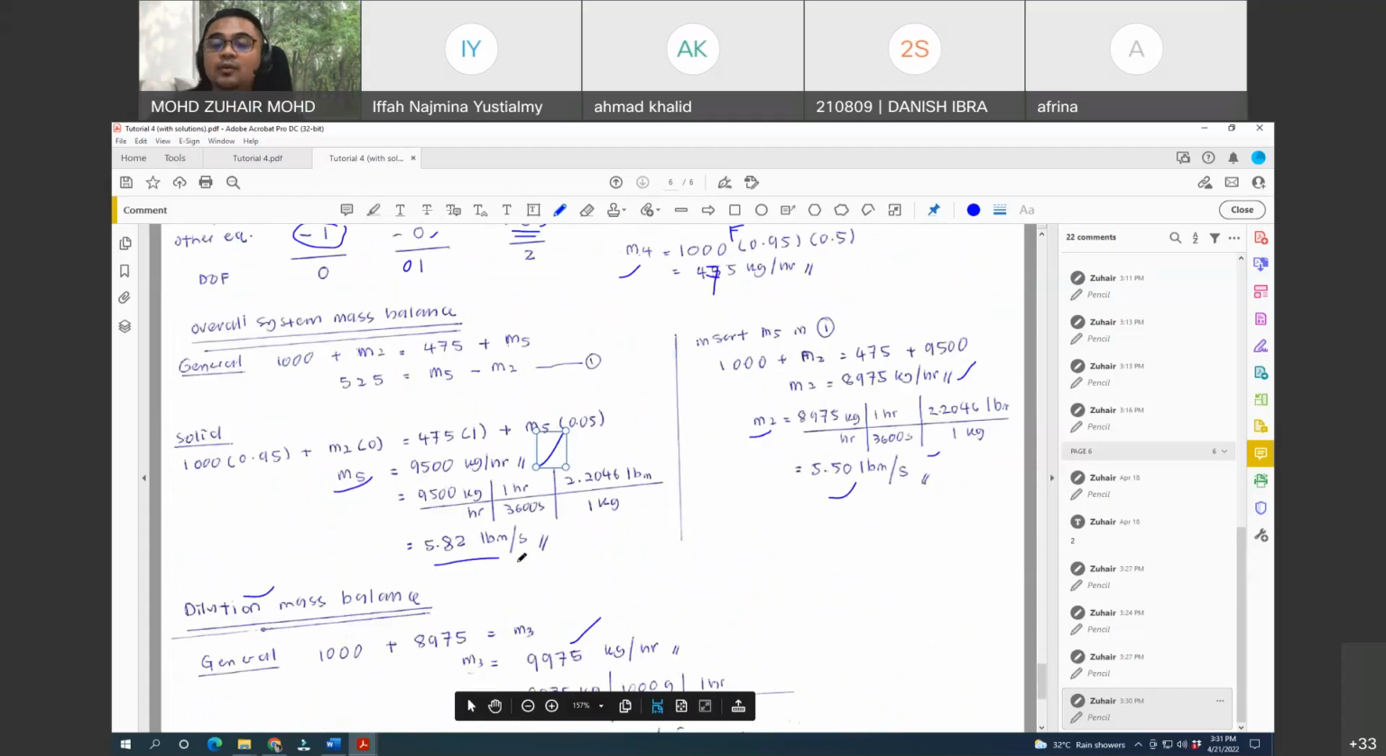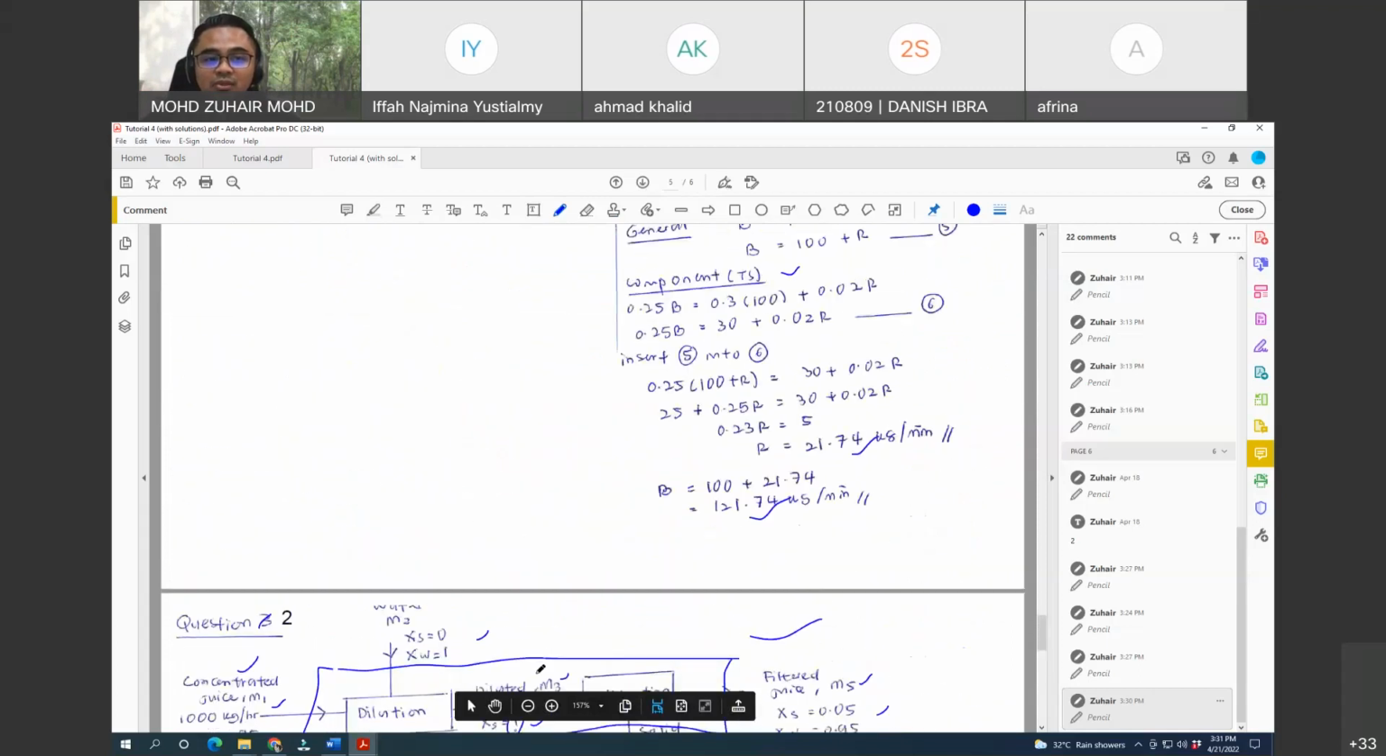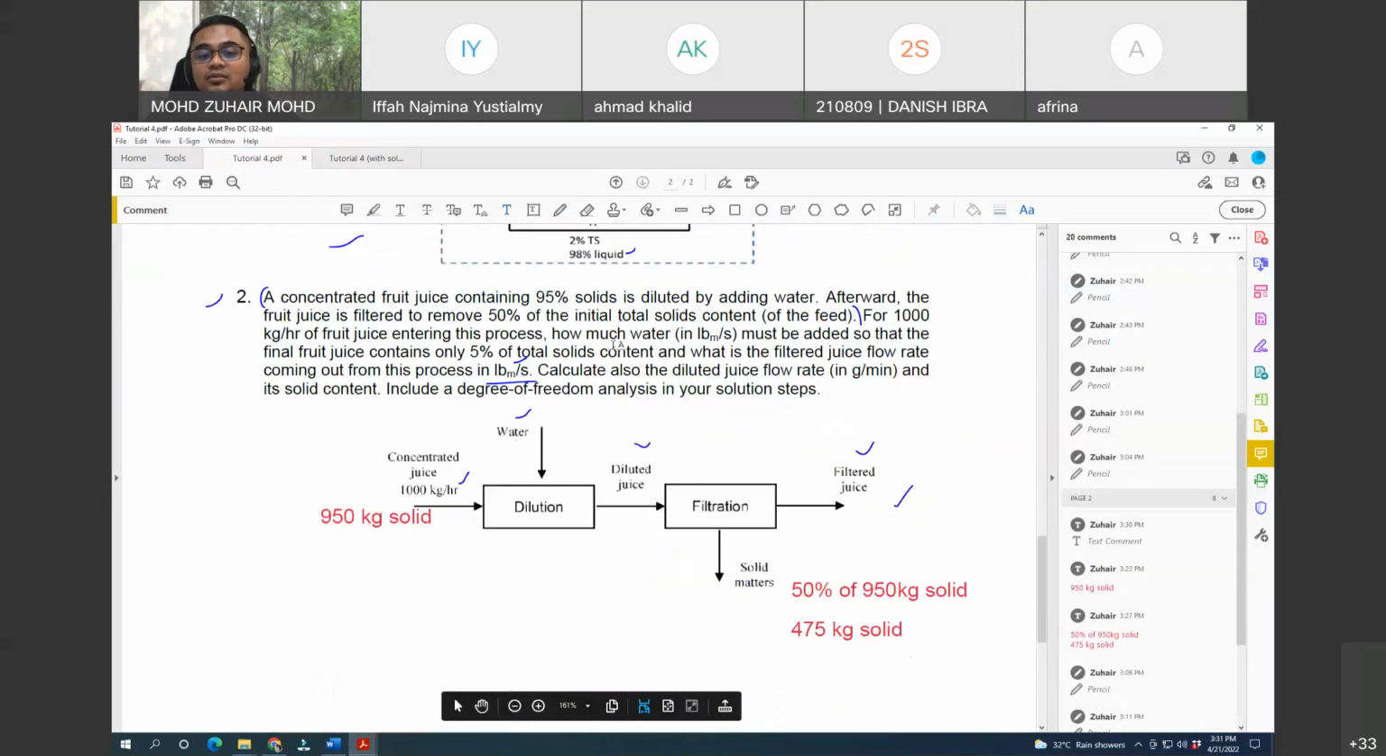So that's about it. For multiple processes, basically the solution will be a bit longer because we have to do a balance of the process, moving slowly from one process to the other one. But the most important thing is to read the question carefully, draw the diagram, and then make sure that you do not miss some other information that can be considered as another equation, for instance like this one. Okay, so that's about it for the solution for the tutorial.